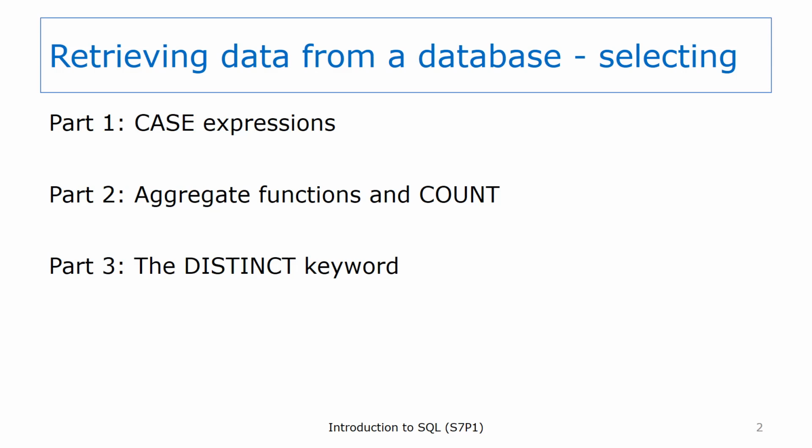In the second video, we'll look at aggregate functions and the count function. These functions let you get a quick look at simple statistics in your data. In the third video of this session, we'll work with the distinct keyword. Distinct lets us quickly find unique values in a table.